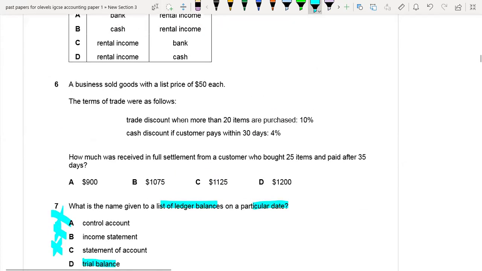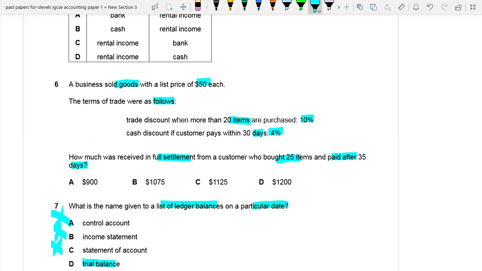Question 6. A business sold goods with a list price of 50 each. Terms of trade were as follows. Trade discount when more than 20 items are purchased is 10%. Cash discount if the customer pays within 30 days is 4%. How much was received in full settlement from a customer who bought 25 items and paid after 35 days?